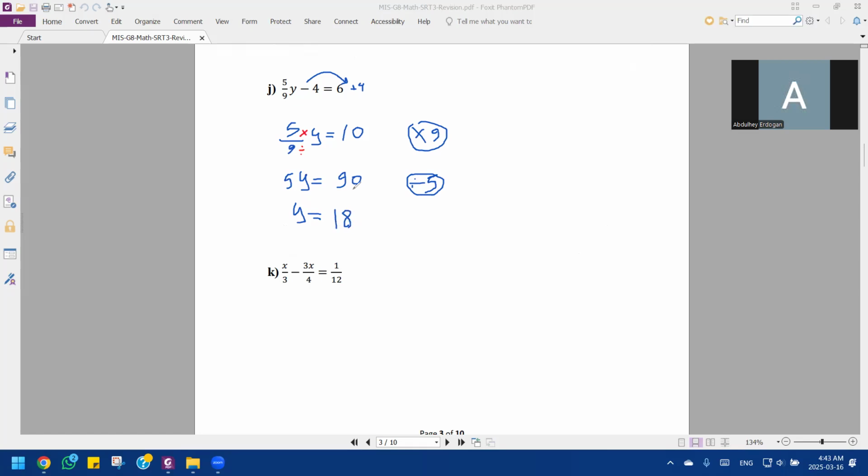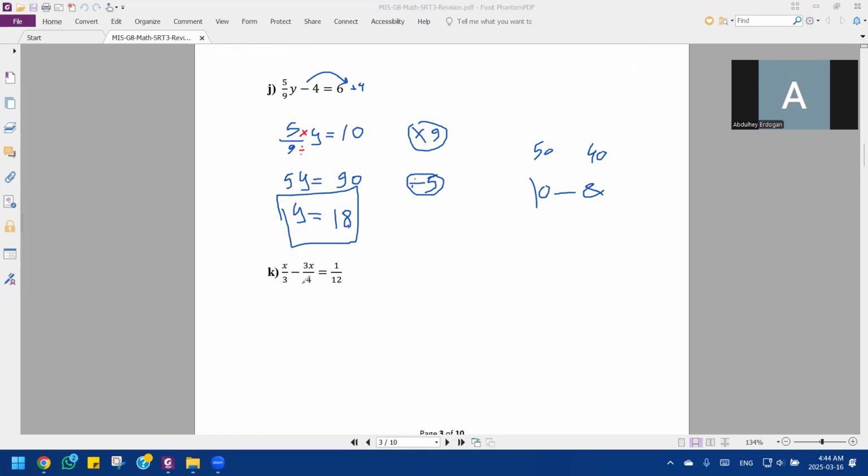You can do long division to find the answer, or you can say that 5 times 10 is 50. So what is left from 90? 40. So 8 times 5 is 40. So it means it's 18. So y equals 18.